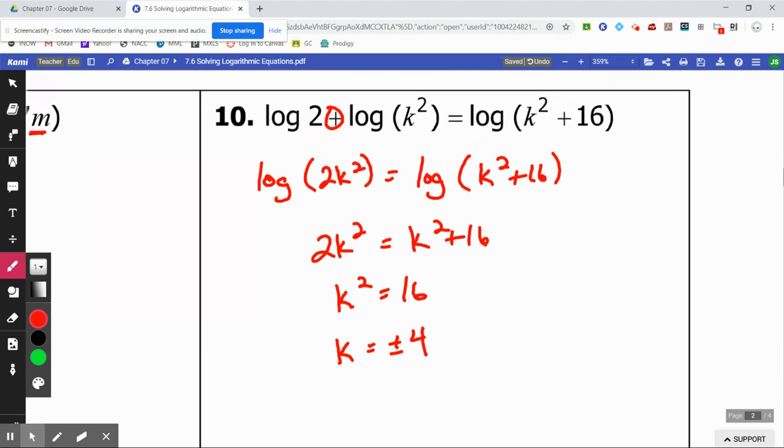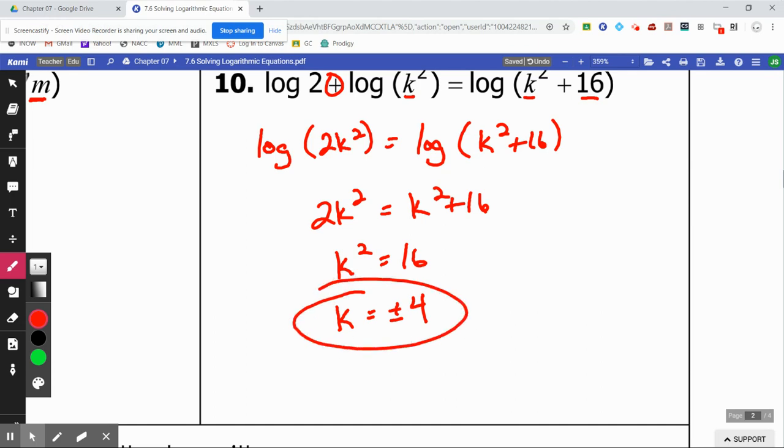Let's try them both out. When you square a negative 4 here, it gives you 16. When you square a negative 4 here, it gives you 16 plus 16, which is 32. That's fine. Same thing with positive 4. They're both going to work out okay.